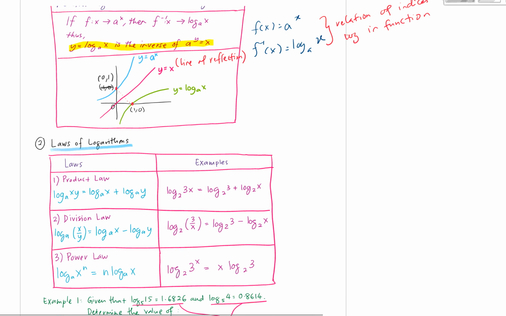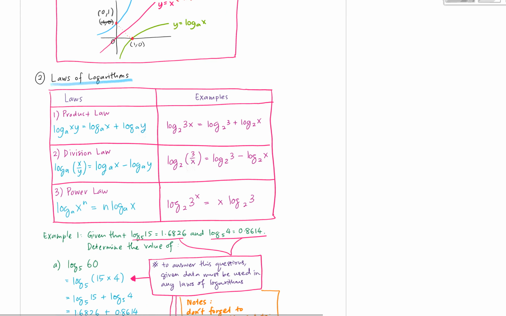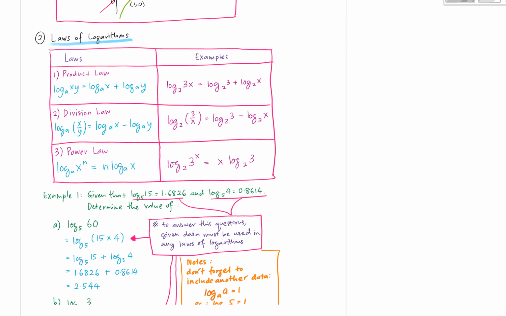Okay, now kita masuk kepada law of logarithms. So, kita ada 3 law untuk logarithms. Product law, division law and power law. So, kalau product law ni, darab lah. Product tu maksudnya darab. Multiplication.